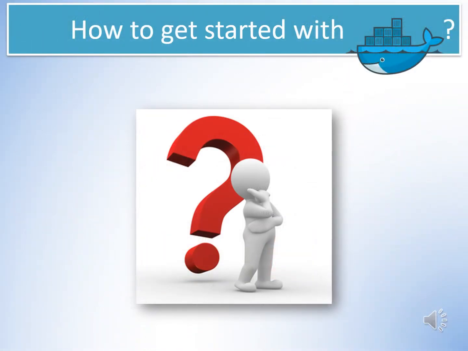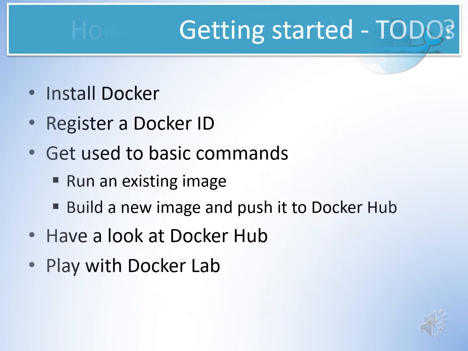The next question is, how to get started with Docker? To get started with Docker, we need to do the following things. First, install Docker. Next, register a Docker ID. Then, we get used to basic commands such as run an existing image or build a new image and push it to Docker Hub. After that, we have a look at Docker Hub. And finally, we play a bit with Docker Lab.